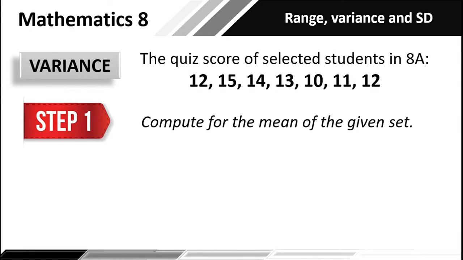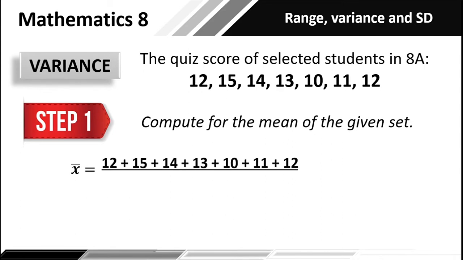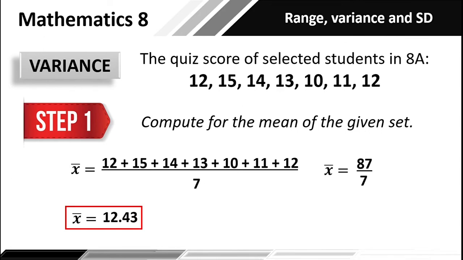Let's have a short recall in getting the mean of ungrouped data. To get the mean of ungrouped data, we add all our raw data and divide it by the total number of data. When we add all our data, the answer is 87, divided by the total number of data, which is 7. 87 divided by 7 is 12.43. In this given problem, 12.43 is our mean.